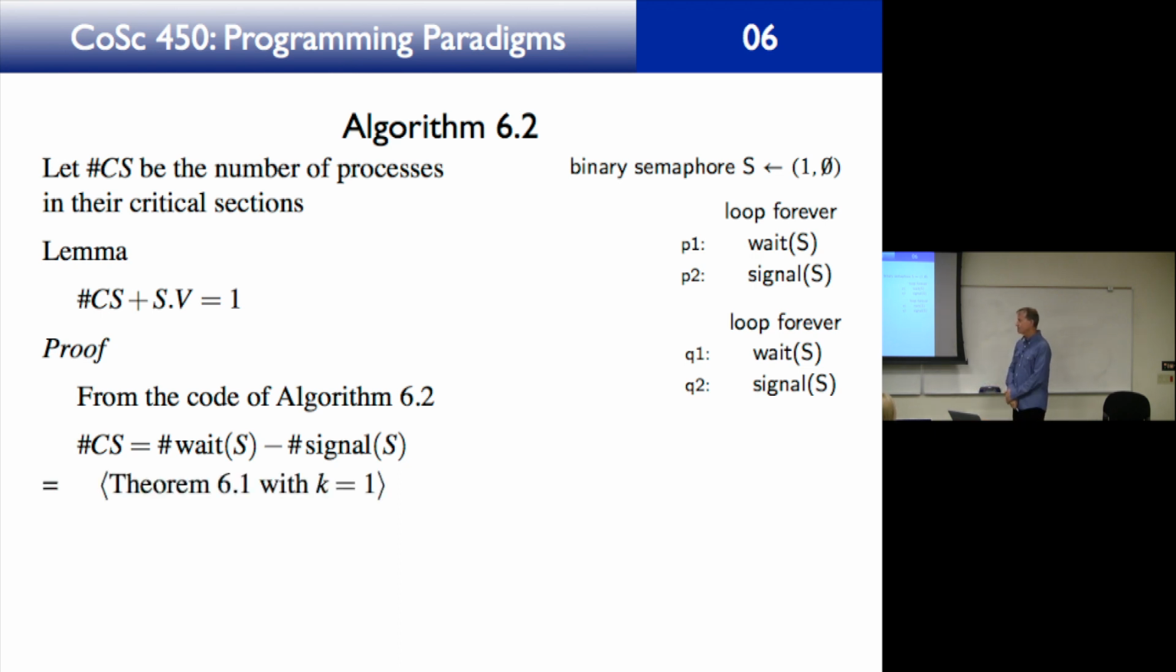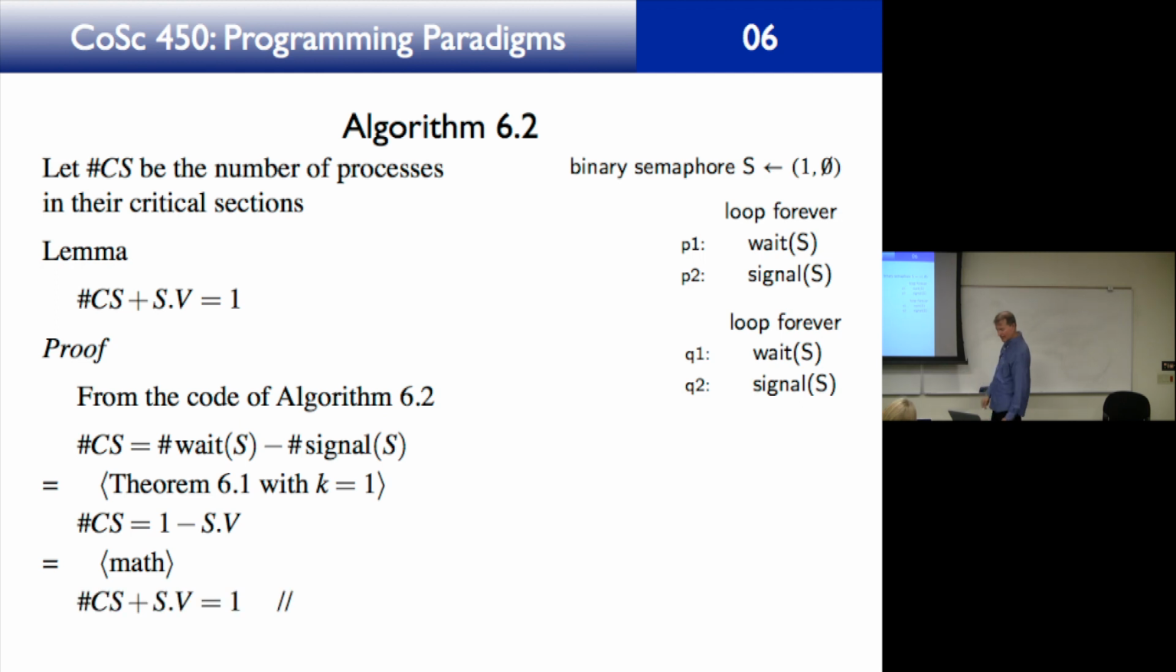Now, what did theorem 6.1 say? That S.V is greater than or equal to zero. That was the first part of it. And what was the second part of it? S.V equals K plus the number of signals minus the number of waits. And what is K in this example? It's 1. So what did that make it? Because it said the number of waits minus the number of signals is what? With K as one. Well, with a little higher level math, is everybody good? So that says #CS equals 1 minus S.V, and therefore #CS plus S.V is 1. Some more high level math here. Is everybody good with that?